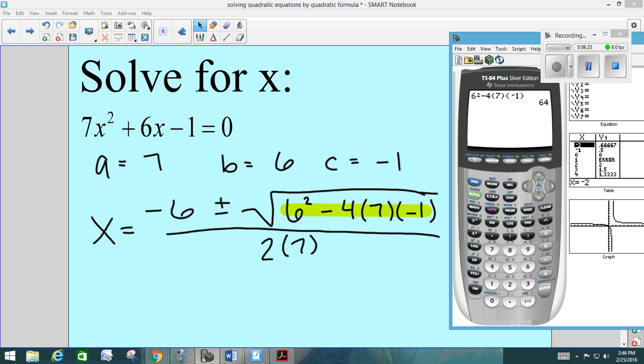You always want that discriminant to be positive. If when you put it in your calculator you get a negative number, you either punched it in wrong or you put an a, b, or c in the wrong spot. But that value should always come out positive.